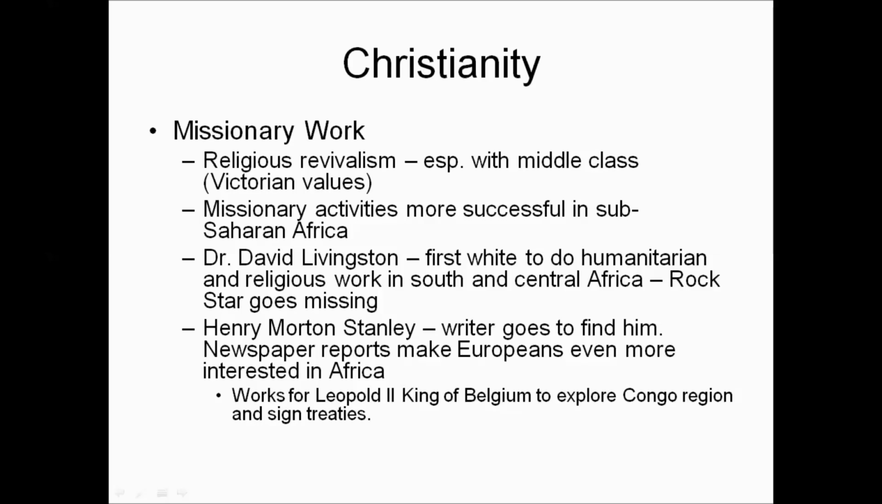Henry Morton Stanley will begin working for a pretty horrible man named Leopold II. He's the King of Belgium, and Stanley is going to help Leopold II to explore the Congo region and to sign treaties where the tribal leaders in the Congo essentially give up their rights to land to Belgium.